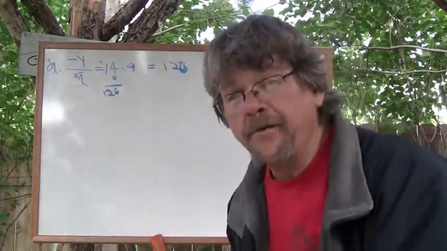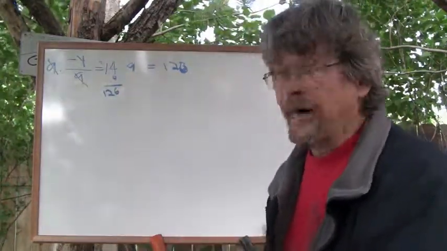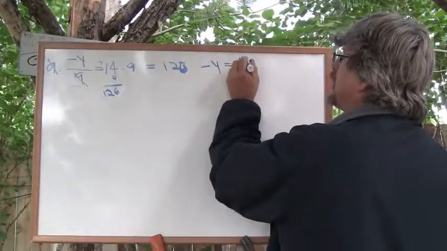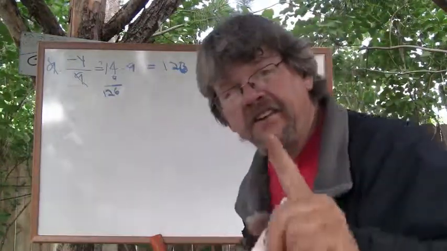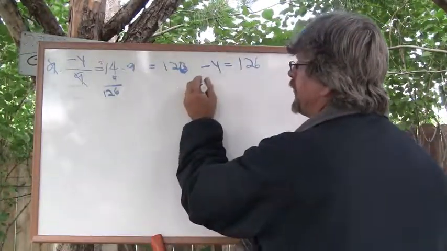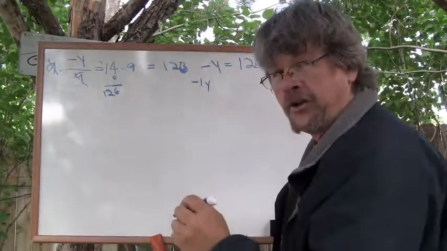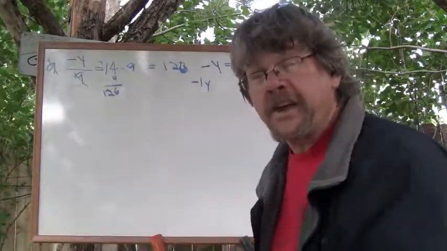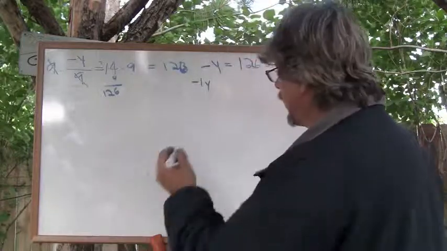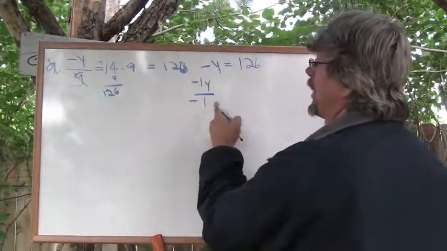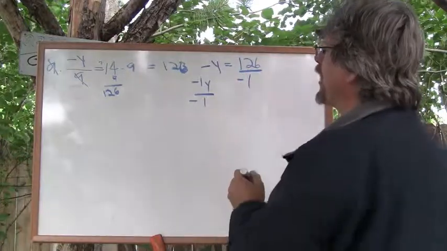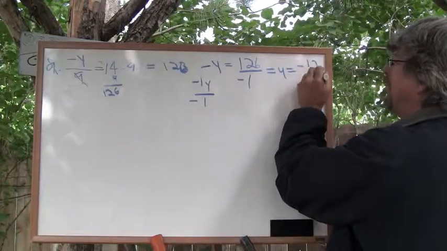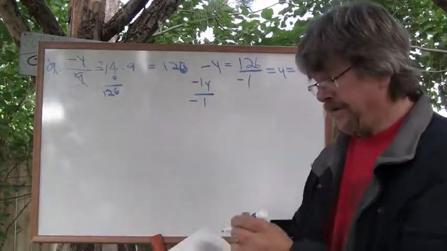However, we have a negative y, right? Why? Who knows? The negative's there though. So we have negative y equals 126. This is equivalent to negative 1y. You remember, every time we see a negative, there is an implied negative 1. How do you get rid of the negative 1? You divide by negative 1. If you divide here, you divide there, and therefore y equals negative 126. That's how that works.